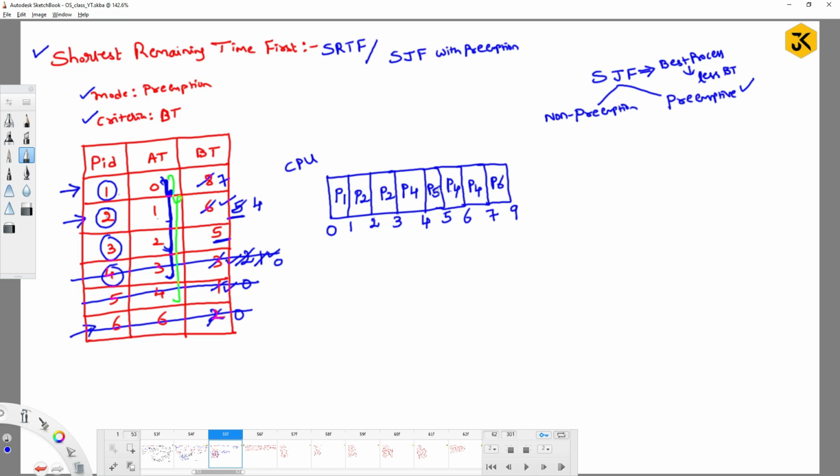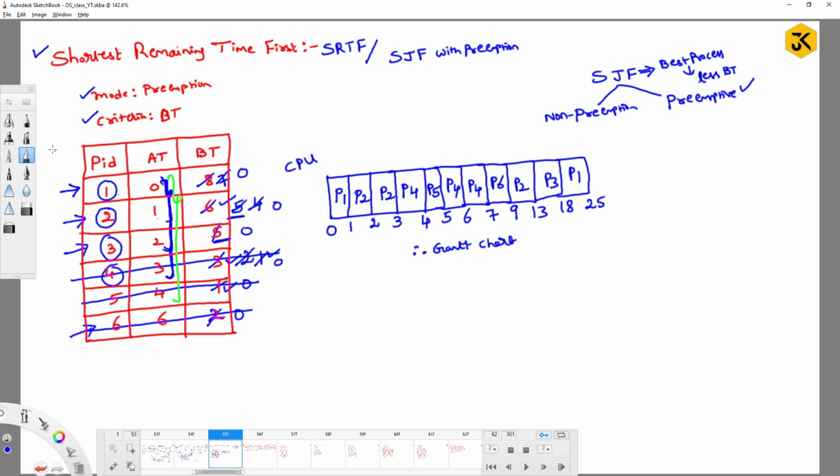Okay. Next, by the time of 9 units, what processes are available? P1, P2 and P3. Which has the least burst time? P2. So P2 will be allocated 4 units of time, then it will be 0. Then P3 will be allocated 5 units of time, it will be 18. Then P1 will be allocated, that will be 25. Right? This is the Gantt chart for the given data set.